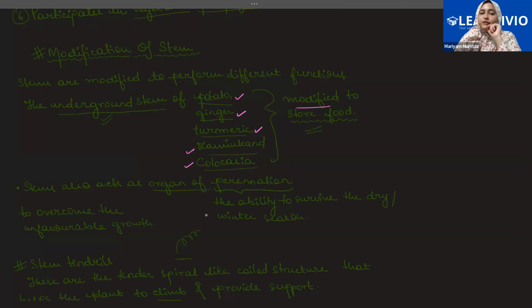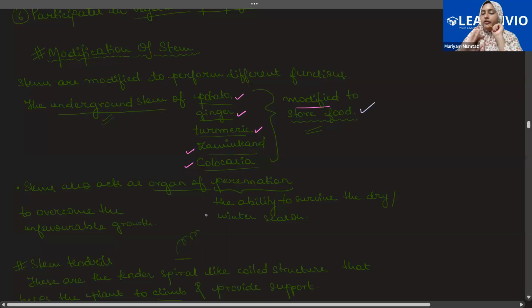So the underground stem of potato, ginger, turmeric, zameen kand, and colocasia, all of these, their underground stem, right? Sometimes the stems are also underground. You have seen potato vegetation? When they take out potato, they take it out from the ground. Have you ever seen a potato tree? No, you'll never see it. Why? Because potatoes grow underground. So the underground stem of potato, ginger, turmeric, zameen kand, and colocasia, they are modified for what? For storage of food.